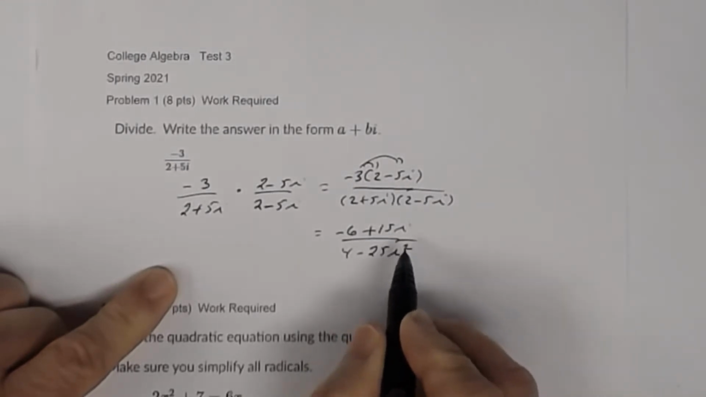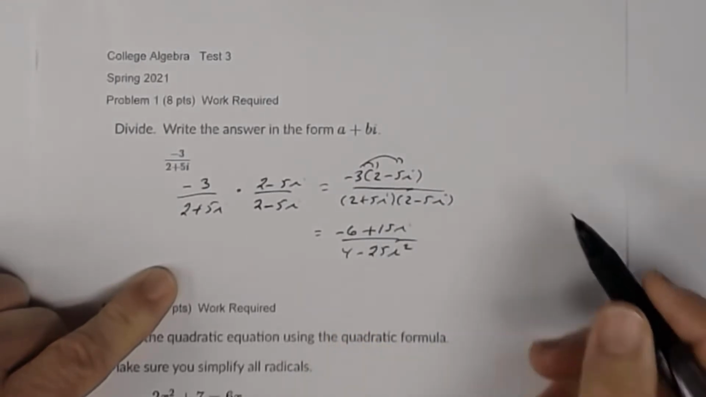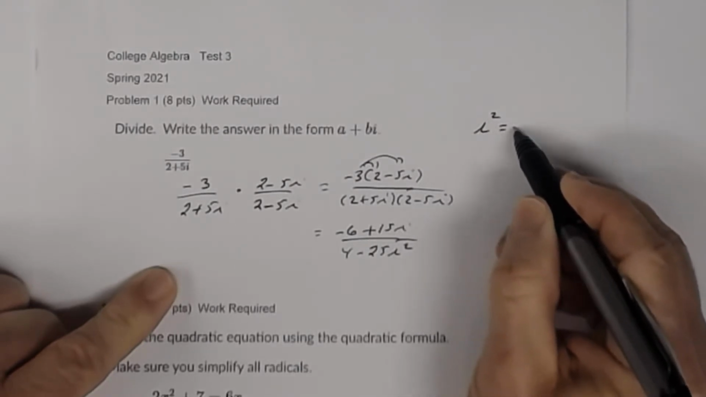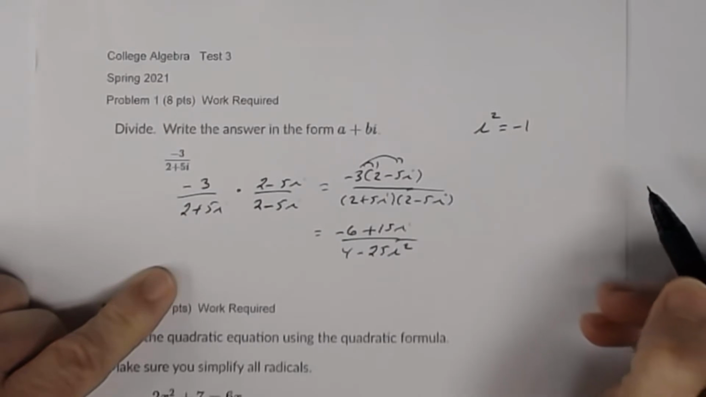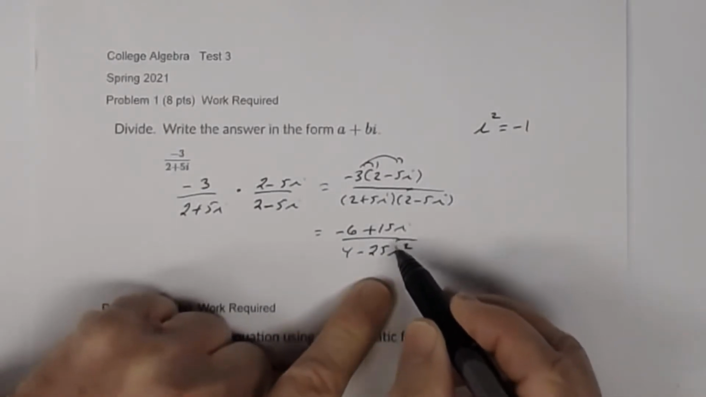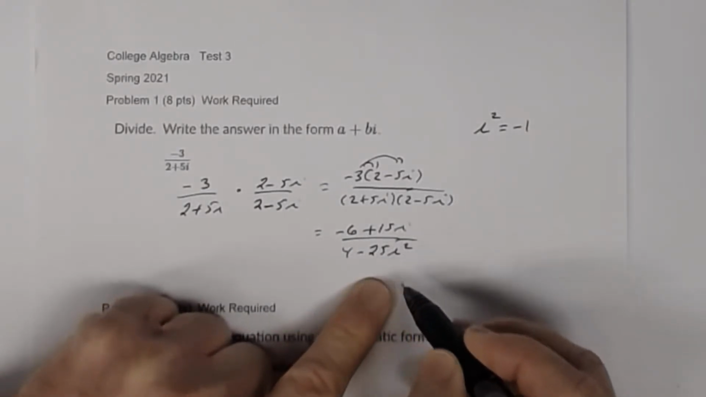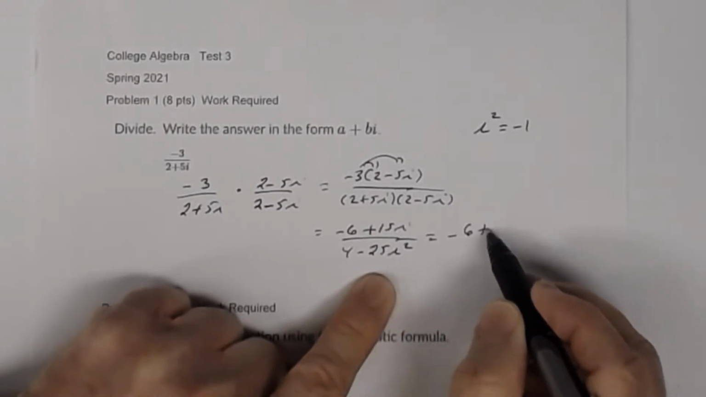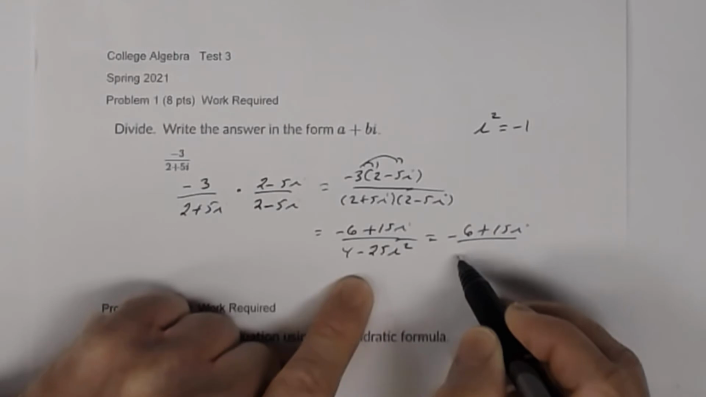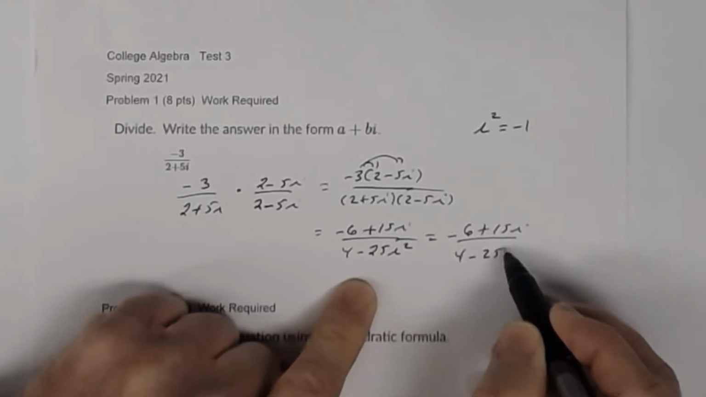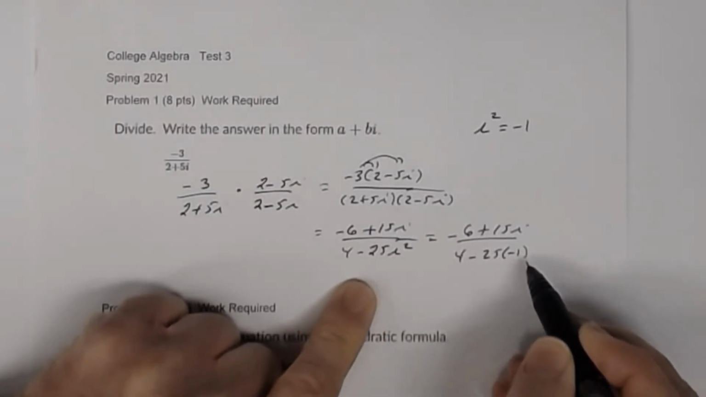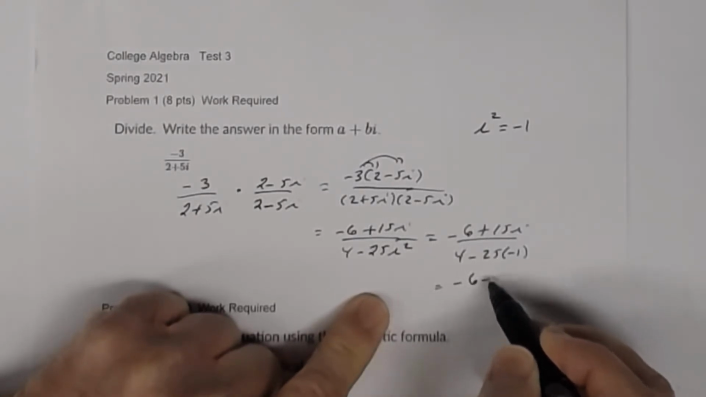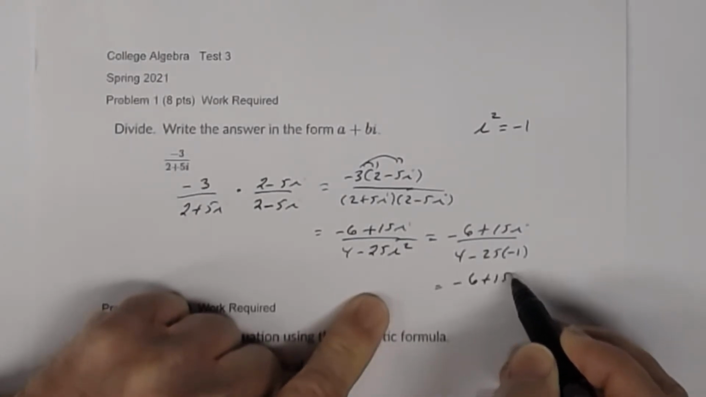All right, so remember that's i squared. i times i is i squared. But then remember the fact that i squared is equal to a negative 1. And so you're going to come back and substitute negative 1 for i squared. So I get negative 6 plus 15i divided by 4 minus 25 times a negative 1. So the numerator is negative 6 plus 15i.